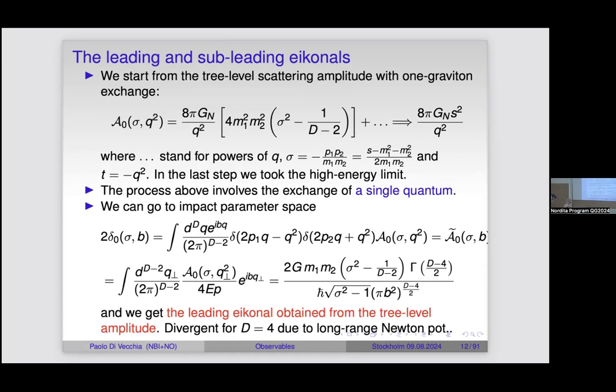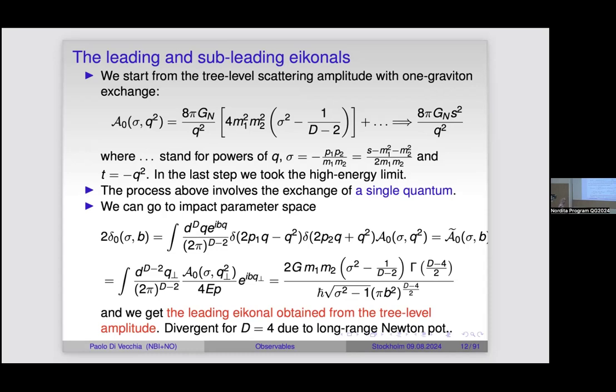Now, I start by discussing the leading eikonal. You start from the tree-level scattering amplitude, which is essentially a vertex with one graviton exchange. And I will concentrate on the non-analytic part, so I neglect terms which are analytic. The amplitude depends on q squared, the momentum transfer, and sigma, which is defined here and is essentially a function of s. And that's what you get in the high energy limit.